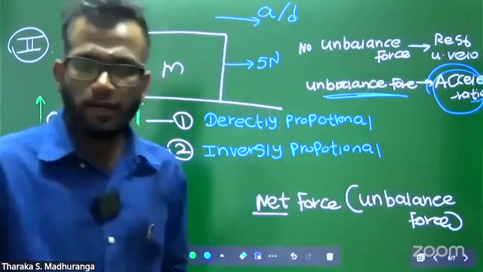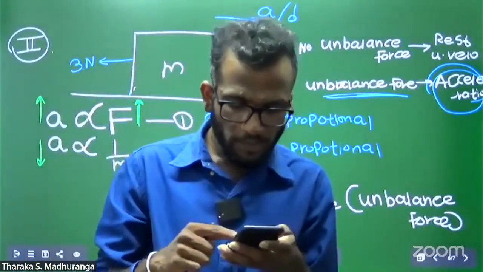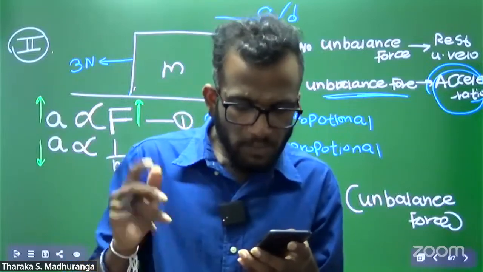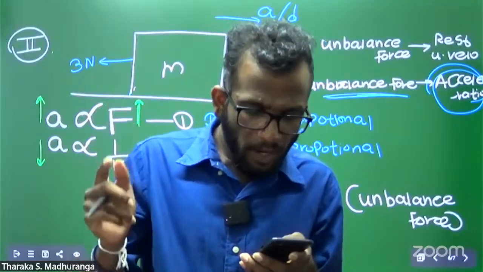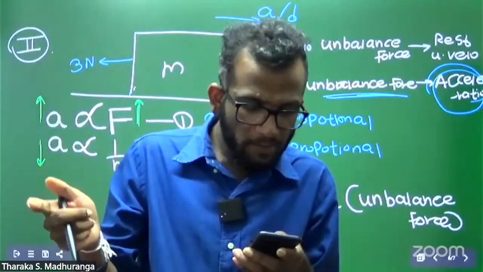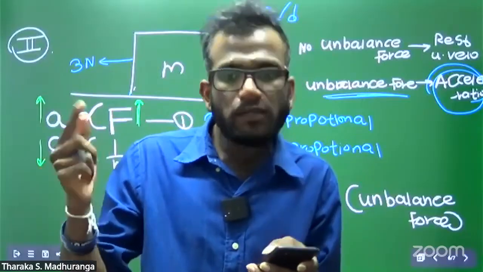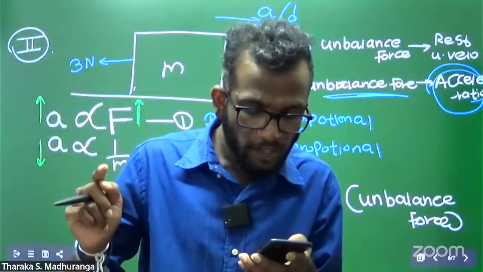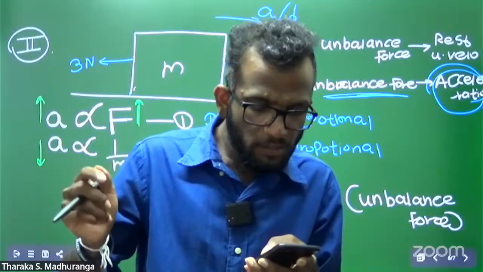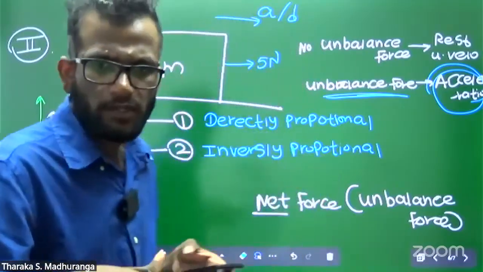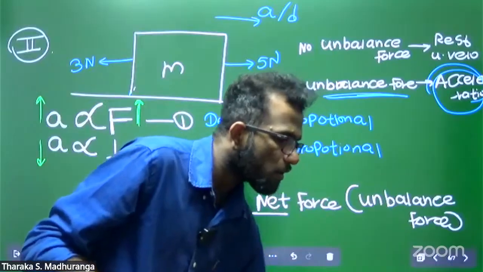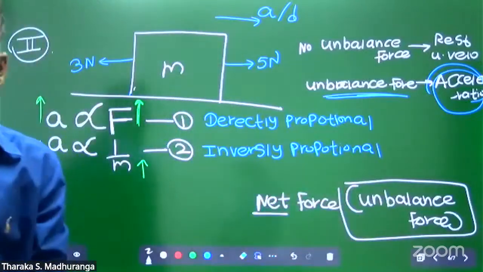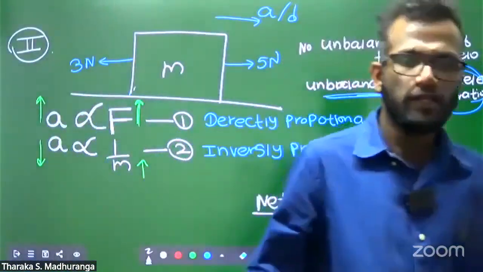Now read Newton's second law. The acceleration of an object is directly proportional to the unbalanced force acting on it and inversely proportional to its mass. The direction of the acceleration is the same as the direction of the net force, meaning the direction of the unbalanced force. Up to now, that level is enough. I got how to explain Newton's second law.